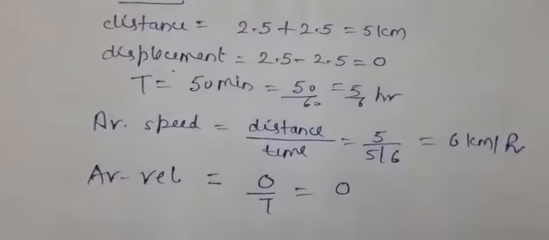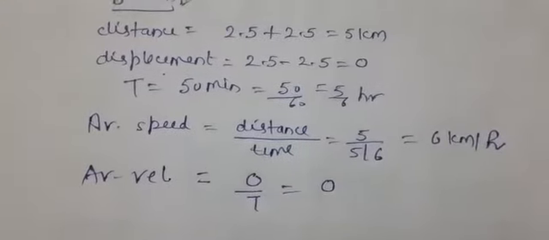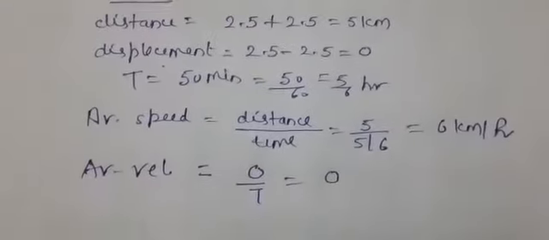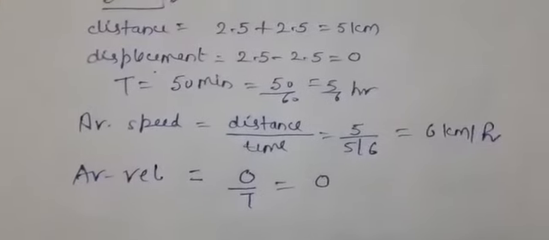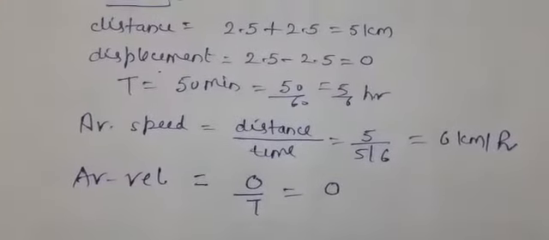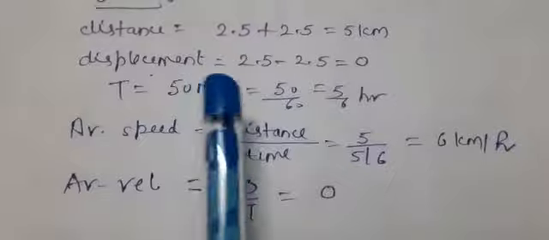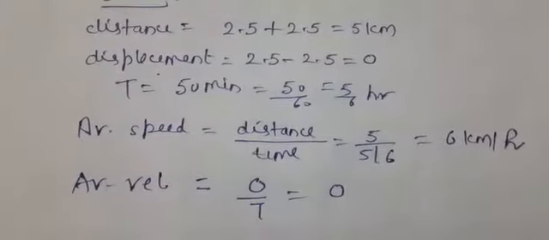So I hope this is clear, because it is for the entire trip A to B, B to A, that is home to market, market to home itself. So average speed will have a certain value, but average velocity will be 0. Why? Because displacement is 0. Now for the time interval 0 to 40 minutes.